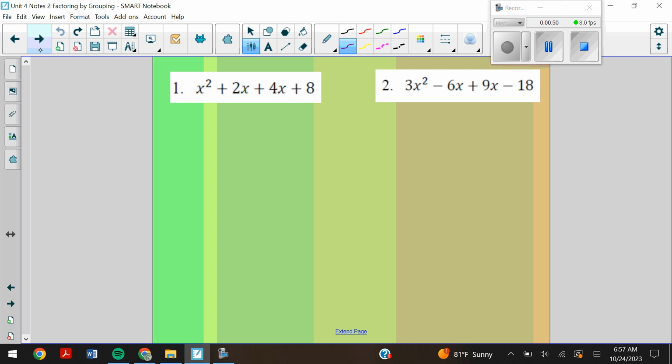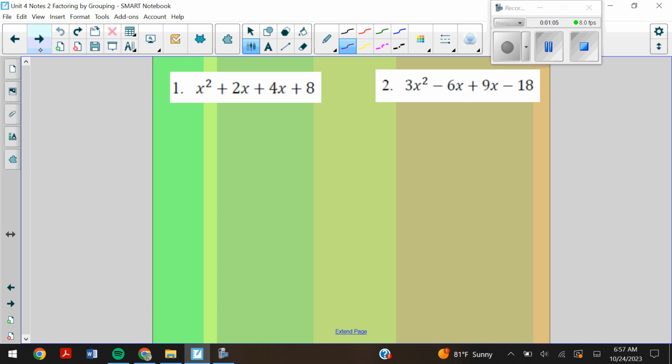All right, so let's go ahead and look at our first one here. A lot of us probably automatically look at this and go, oh my goodness, I want to add those 2 middle terms because they're like terms. But actually, we want to keep them separated. That is what is going to allow us to do factor by grouping.